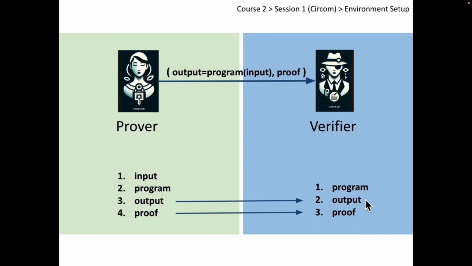Remember, the prover is responsible for handling the input, program, output, and proof. On the right side, the elements available for the verifier's verification are displayed, which include the program, output, and proof.